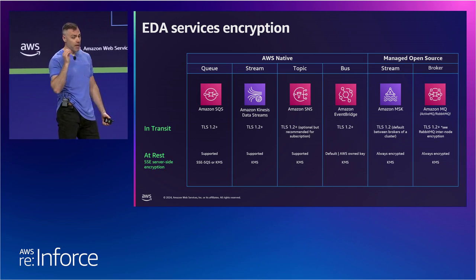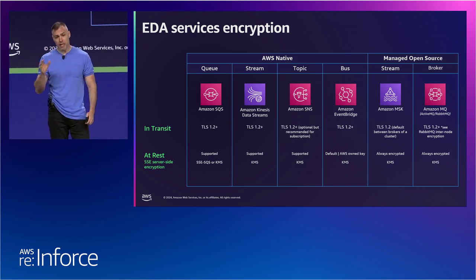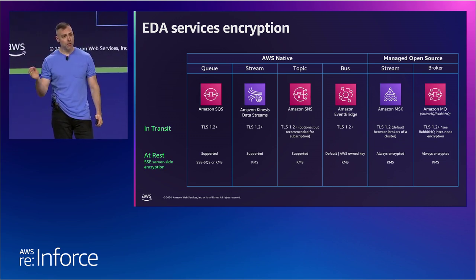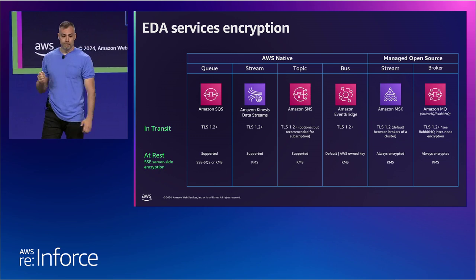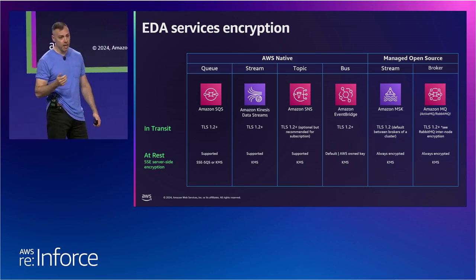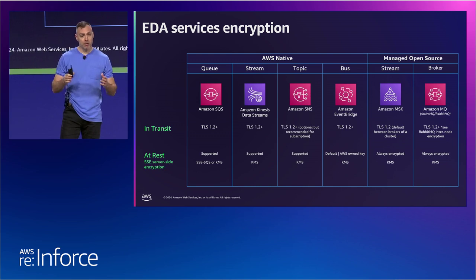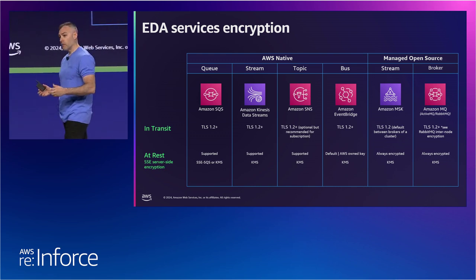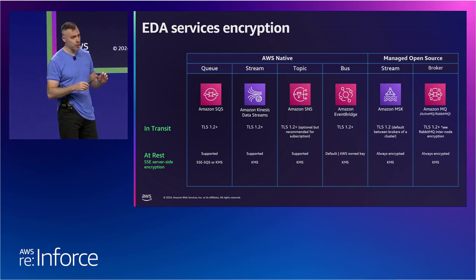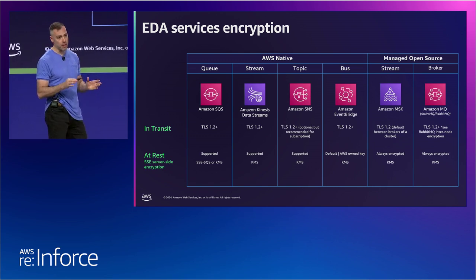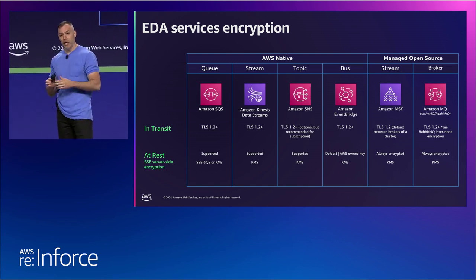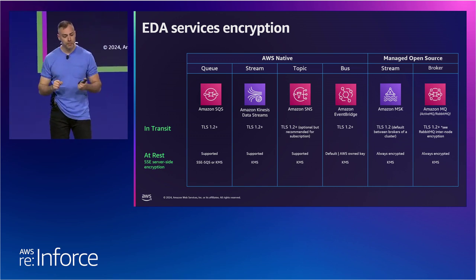Now, one thing that you have to think of is that there are a few distinctions in some of those services. So just to give you an example, with Amazon MSK, which is managed Kafka, encryption at rest is enabled by default, but it can be deactivated. So you want to make sure you have governance in place and guardrails to avoid it being deactivated.